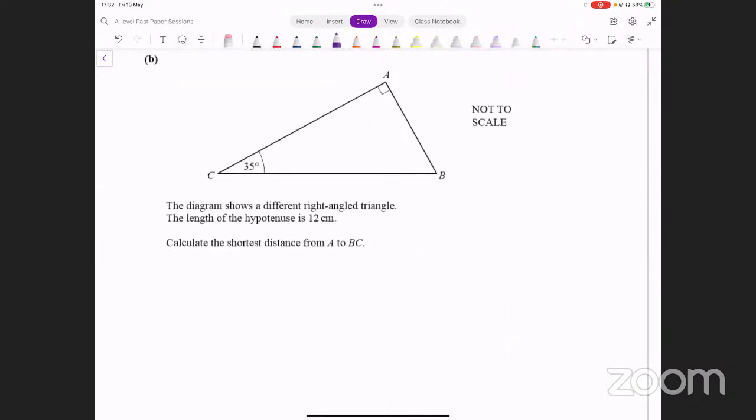Now it says the diagram shows a different right angle triangle. It's not the same triangle. The length of the hypotenuse is 12. So that means this length is 12. Calculate the shortest distance from A to BC. Shortest distance from a point to a line. ये क्या होता है? ये हमेशा एक right angle होता है. A से BC.